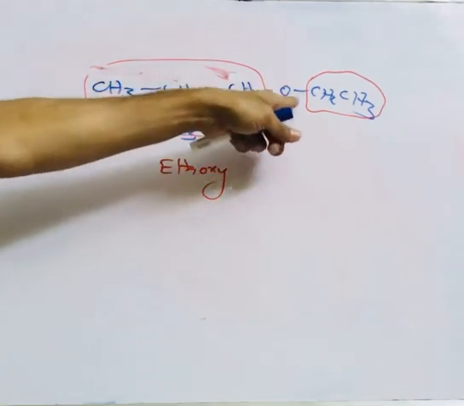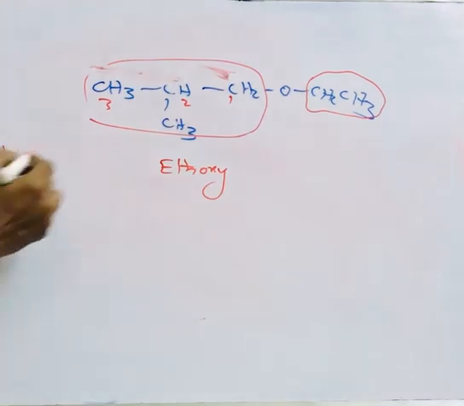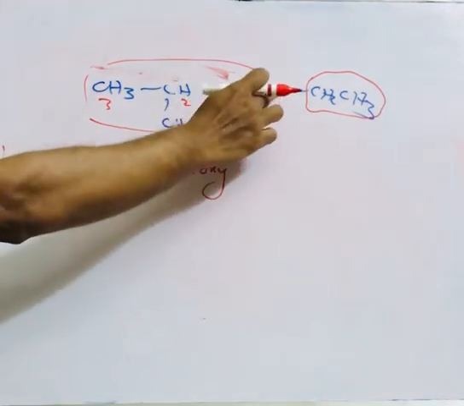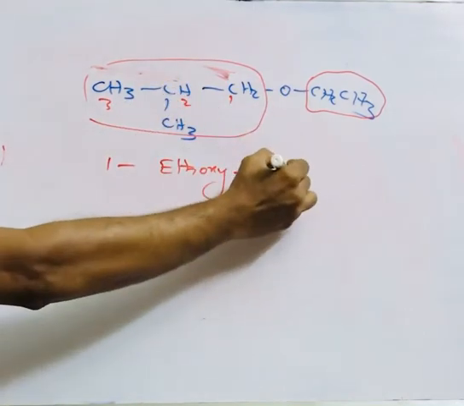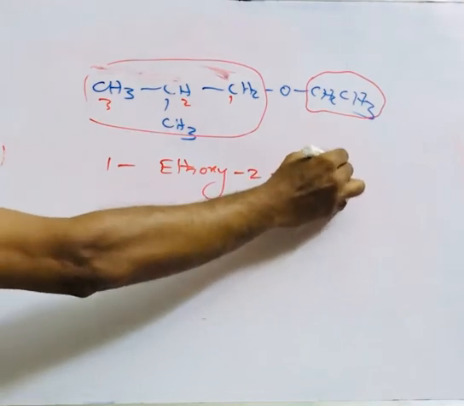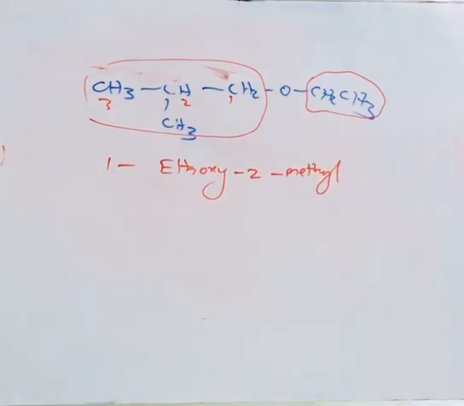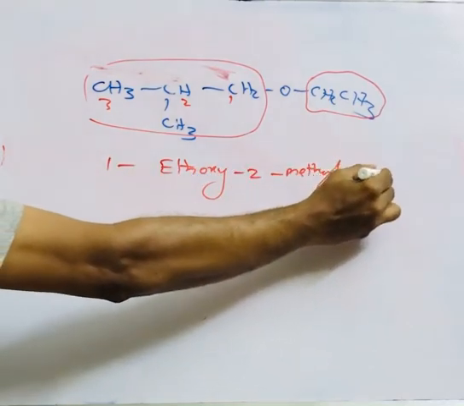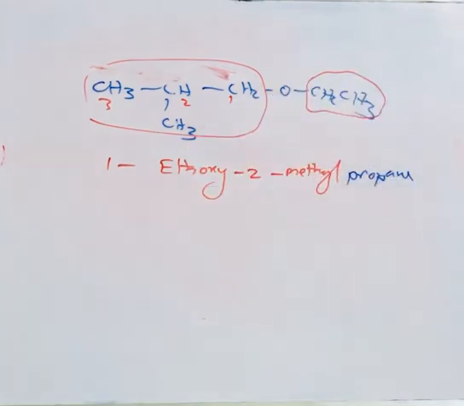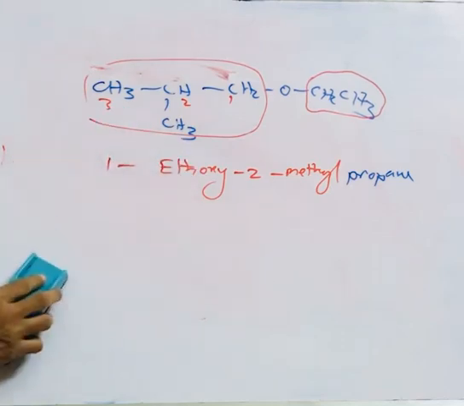But at 1 position I have the oxy group. So 1 ethoxy, correct? First carbon I have ethoxy. Second position I have methyl, 2 methyl, then the parent compound is propane. So this is the simplest way we can write it. Clear? So 1 ethoxy, 2 methyl propane. This is the IUPAC name for this particular compound. Clear? Okay.